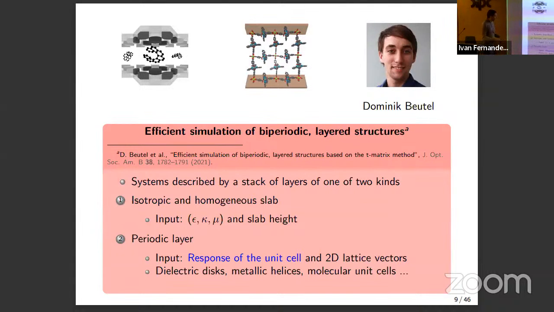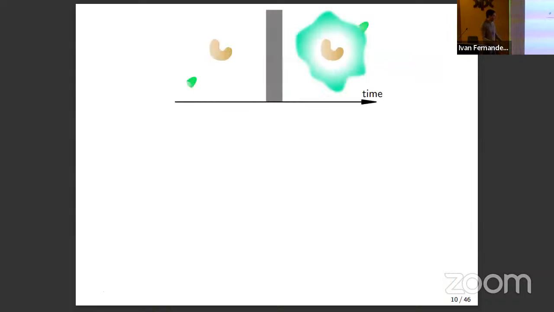So you can put dielectric disks, you can do metallic helices as unit cells, and you can put molecular unit cells. And by response, I mean the T matrix. This is the first time that this appears. And that leads me to explain a little bit where the T matrix can be seen in light-matter interaction, how it appears. This is not the typical traditional way of explaining it, but this is the way. So you have a cartoon where there is a material object, there is incoming light, the 2 interact for a while, and then, after the object has stopped re-radiating, you have the outgoing beam.